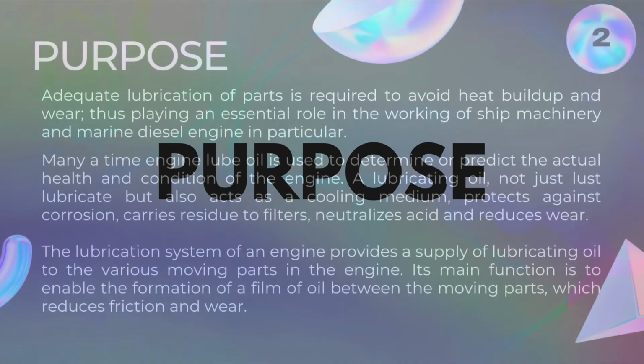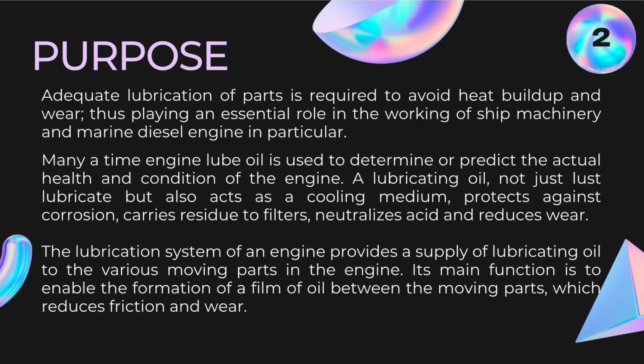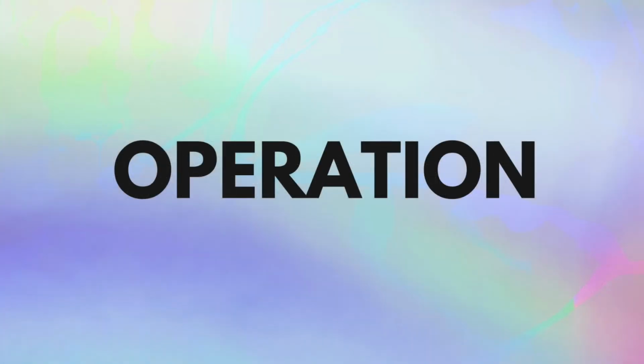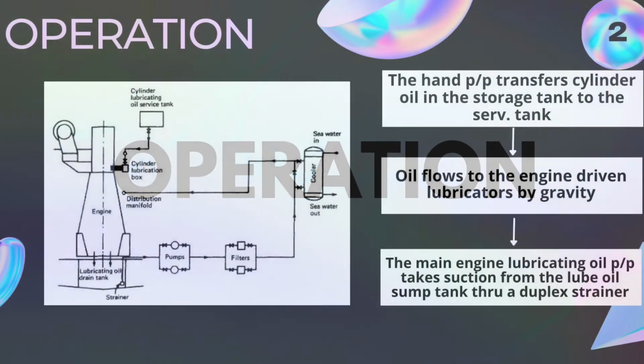Next, we will know its purpose. As we all know, adequate lubrication of parts is required to avoid heat buildup and wear, thus playing an essential role in the working of a ship machinery and marine diesel engine in particular. The lubrication system of an engine provides a supply of lubricating oil to the various moving parts in the engine. Its main function is to enable the formation of a film of oil between the moving parts, which reduces friction and wear. Next is the operation of the lubricating oil system.